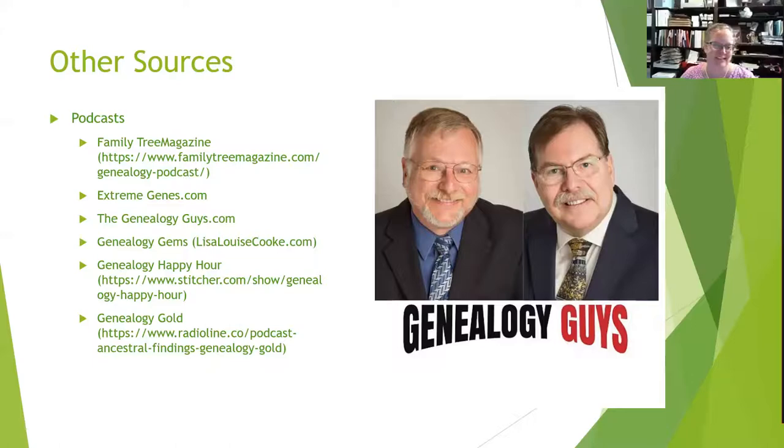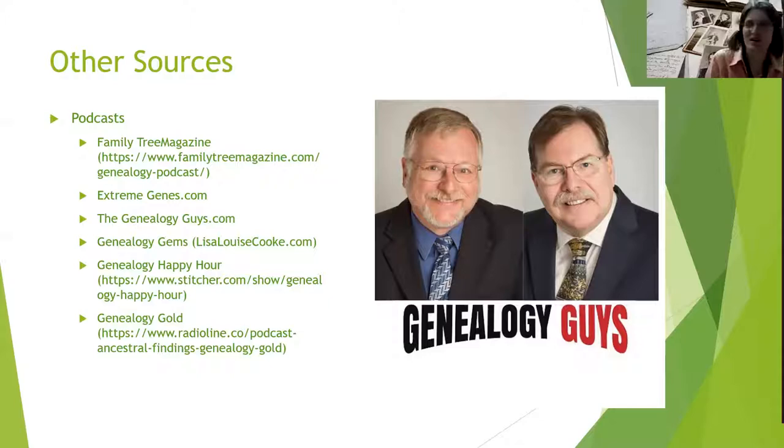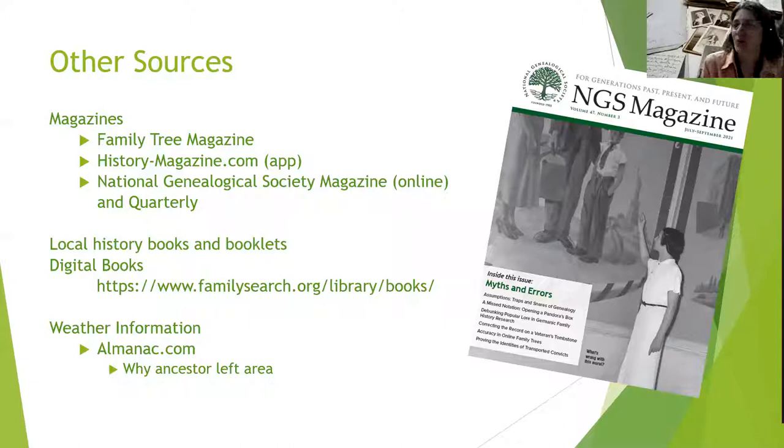Okay, now we are on magazines. You can get Family Tree Magazine online. You can have it delivered to your email address. There's also historymagazine.com. You can get the app for that. And then there's the National Genealogical Society Magazine, which is online.